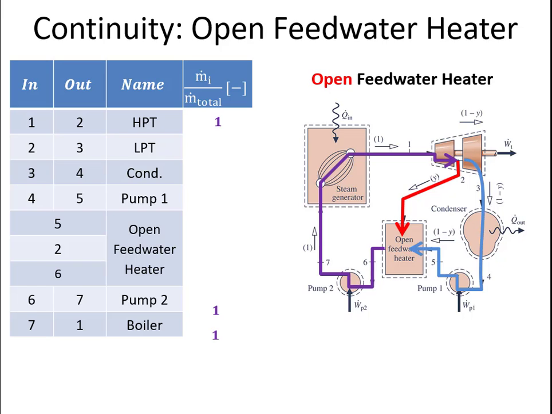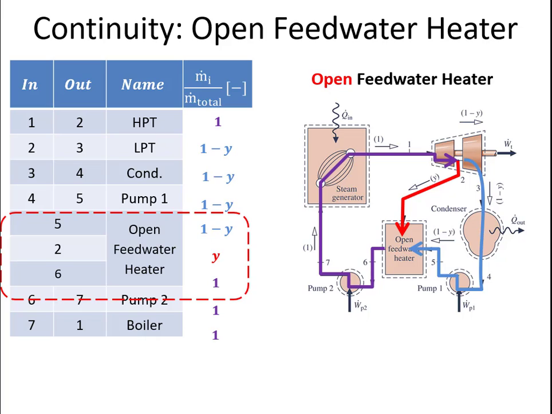This dimensionless mass flow rate is 1. They get all of the mass flow rate. The parts on the blue line get the diverted fraction of the mass flow rate. So again, if y was 20%, this would be 80%. And then there's some parts where, if I look at the open feed water heater, at state 5, it comes in at this undiverted mass flow rate. At state 2, we get the diverted mass flow rate. And at state 6, we get all of the mass flow rate.